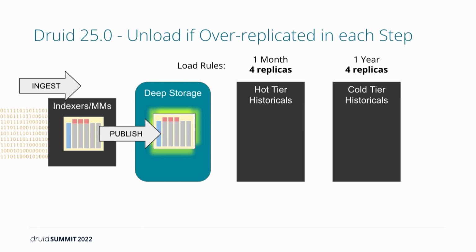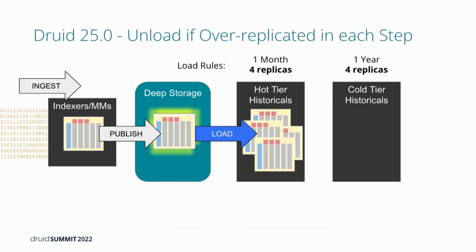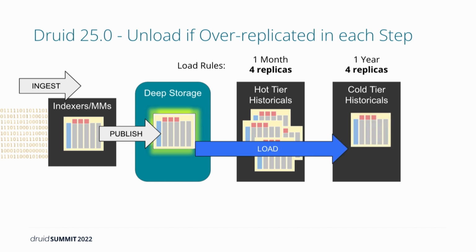So we'll still see that the new segment is loaded for a month, and it gets 4 copies in the hot tier. So nothing changes there so far. But as soon as the segment is older than a month and we need to start migrating the segment, the way it'll work now is it'll load 1. And then the over-replication process will compare total replicas, right? So in this case, now we have 5 replicas total, and the desired number of replicas is only 4 in the cold tier, but we have 5 in the cluster as a whole.